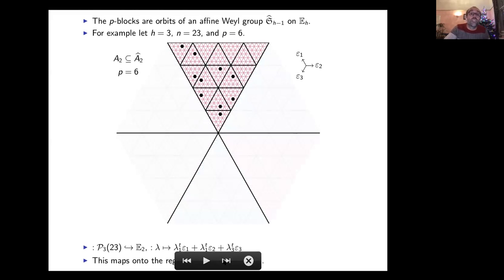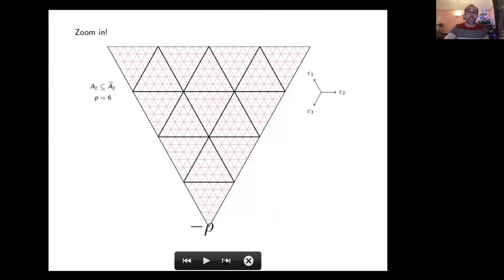Okay, and so here are a bunch of partitions of n is 23, and we're about to zoom in and have a little look at them. Okay, so we've zoomed in, great. And this is the same picture as before, and there are my dots that I said would appear.